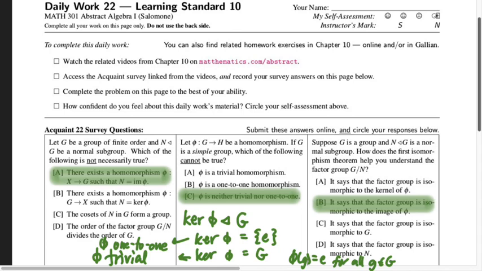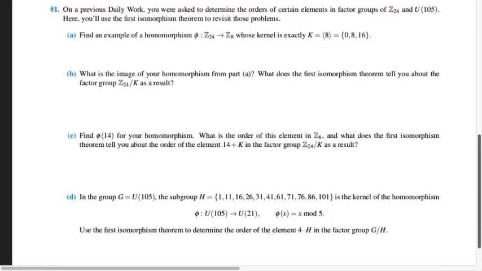So instead of racking our brains about cosets, we can instead think about the homomorphism phi. What is its image? And that image will be isomorphic to the factor group. All right, so real quick, how do I find the order of an element in a factor group? There's 2 ways to do it. One of them, so the element here I'm talking about is 4H, where H is this subgroup that's listed here.